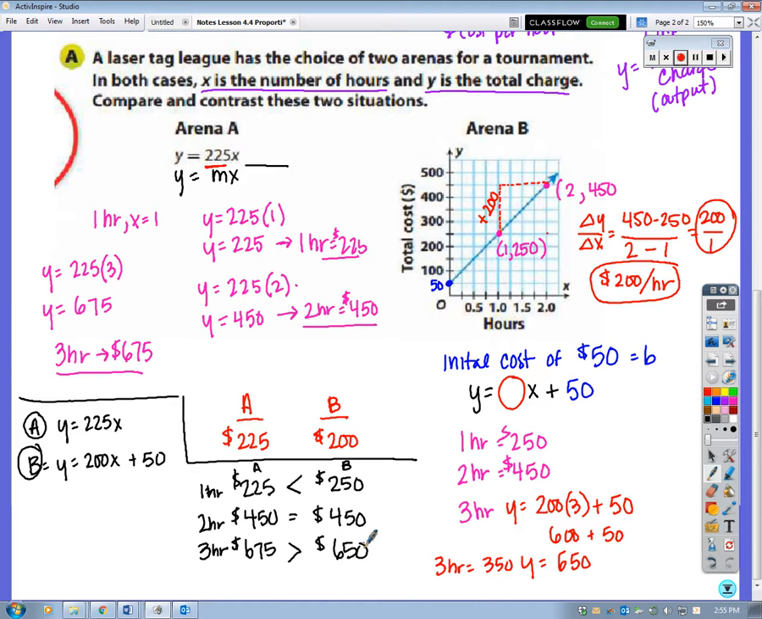Okay. So you want to be able to pull that information from real world situations. And I did take a little bit of a long version explaining that, but I wanted to give you multiple representations of these scenarios. So that is it for 4.4, the final lesson in Module 4.